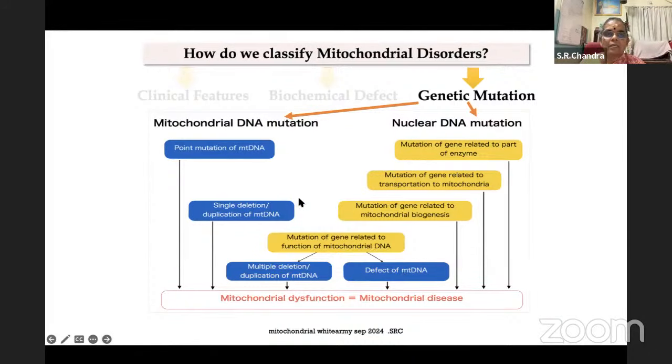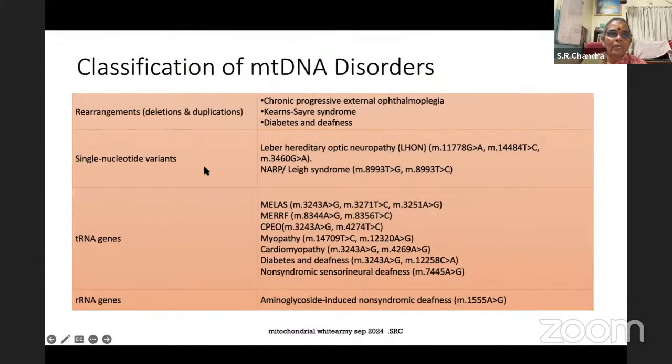So this is after the genetic testing. We can classify based on clinical features, based on biochemical defect, and based on the genetic defect. In classification, rearrangement, that is deletion, duplication, we have got these conditions. Very common is chronic progressive external ophthalmoplegia. Kearns-Sayre syndrome is not uncommon, but it is less common. And we have got the single nucleotide variants: Leber's hereditary optic atrophy, NARP, Leigh syndrome.